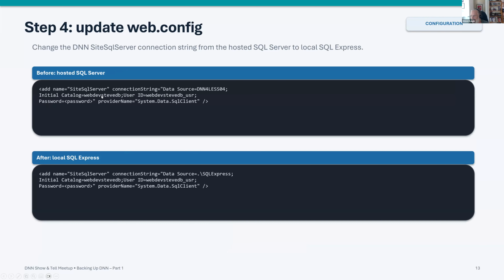And then the connection string, that's pretty easy. You're going to have some sort of connection string that's up on your server, and then it's going to be essentially the same, .\SQLExpress.